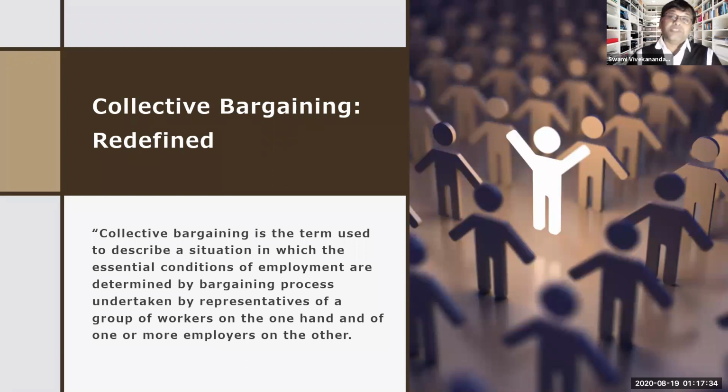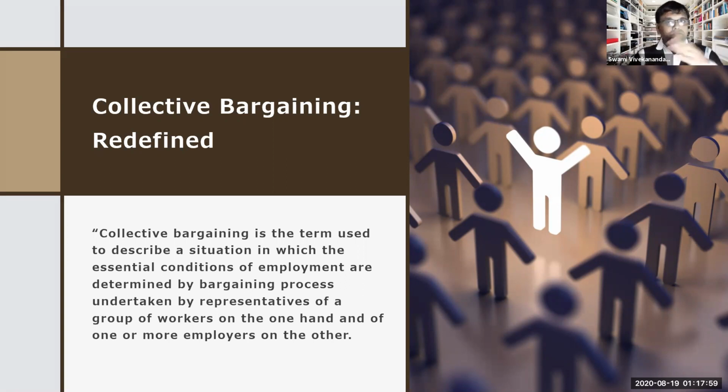Collective bargaining, we are trying to redefine what is that collective bargaining. Collective bargaining is the term used to describe a situation in which the essential conditions of employment are determined by the bargaining process undertaken by the representatives of a group of workers on the one hand, and on the other hand, one or more employers.